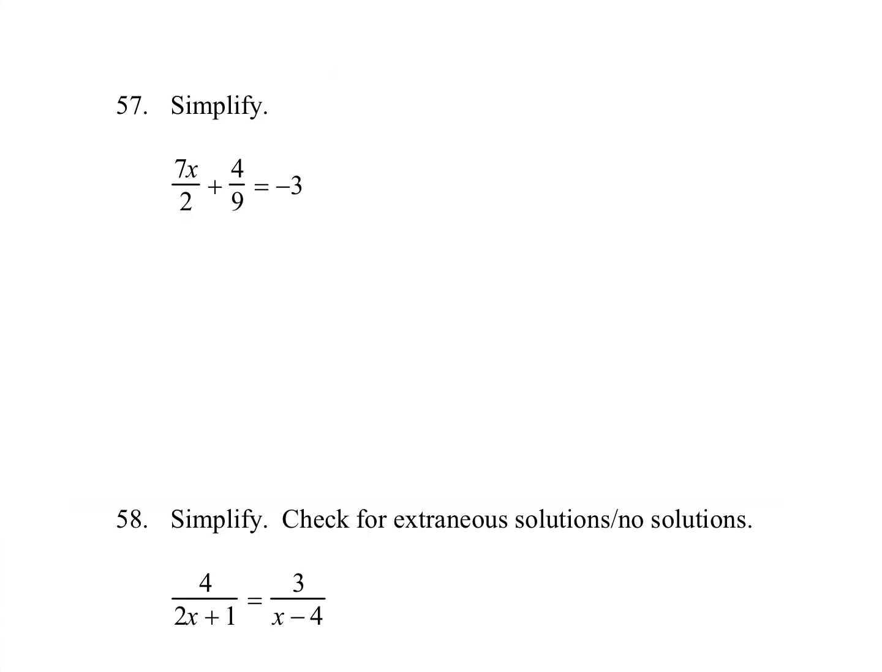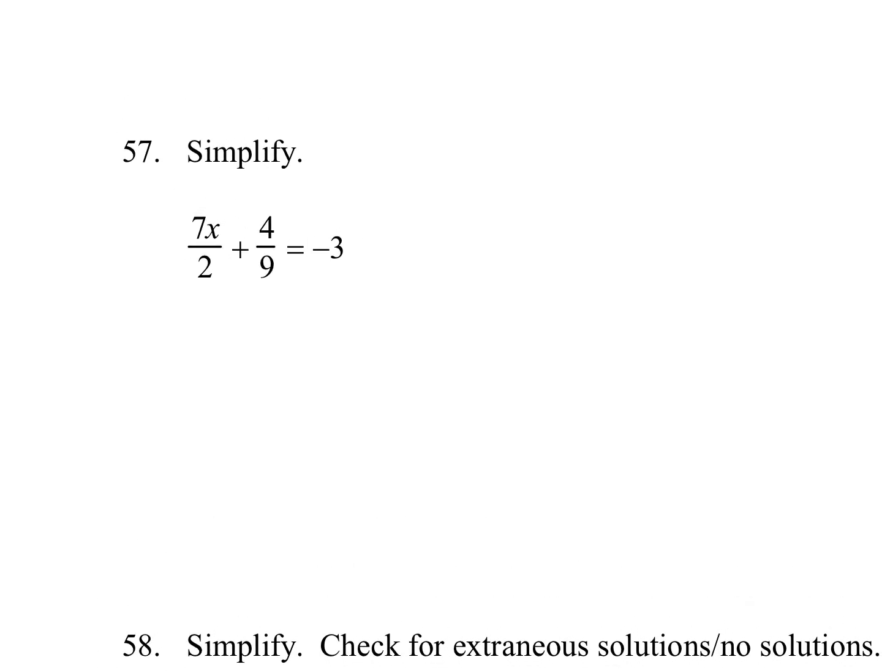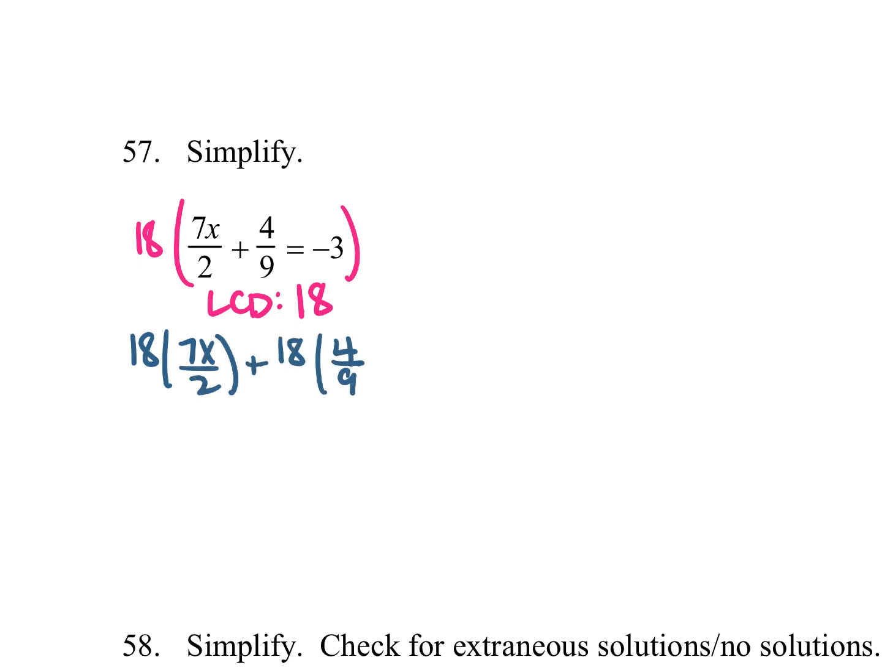We're going to jump to number 57 because all those ones in between repeat. And we're going to simplify 7x over 2 plus 4x over 9 is equal to negative 3. Your least common denominator here is 18. So we'll multiply the entire thing by 18, which means you're going to do 18 times 7x over 2 plus 18 times 4 over 9 is equal to 18 times negative 3. Your 2 goes into your 18 9 times, so 9 times 7x is 63x. Your 9 goes into your 18 twice, so 2 times 4 is 8.